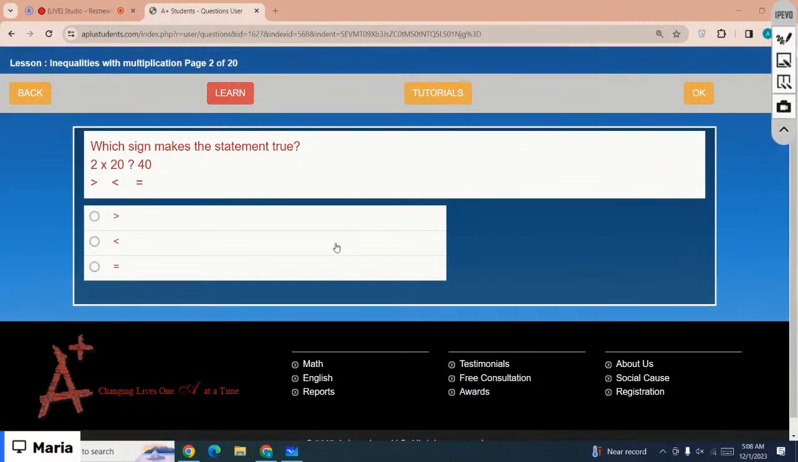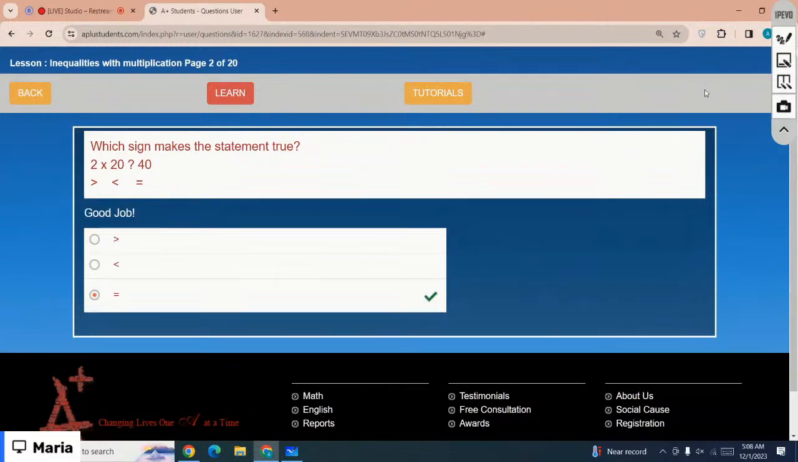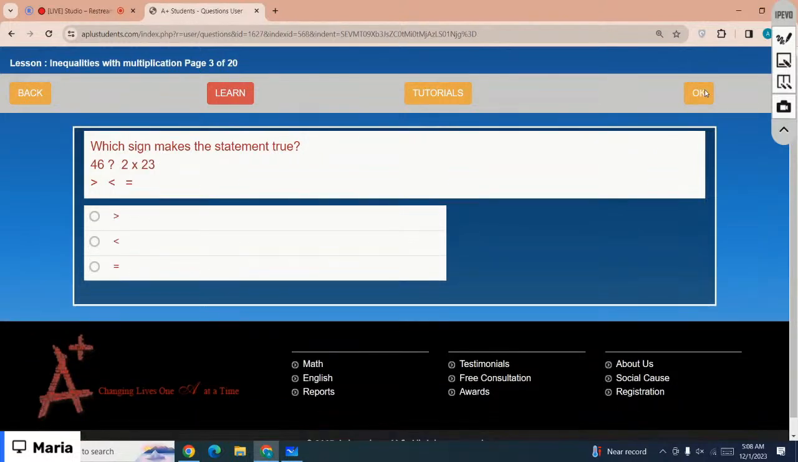The next question, you have to solve and tell me the answer, right? The next one is 46 and you have to see whether it is less, greater, or equal to 2 times 23. Which is the correct option?